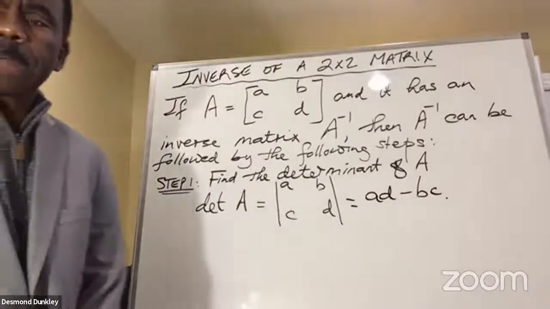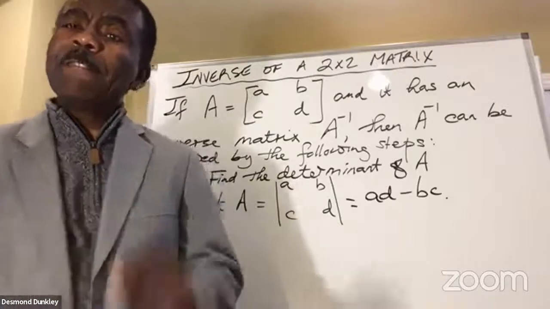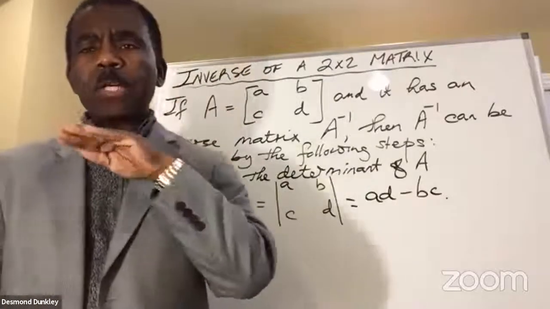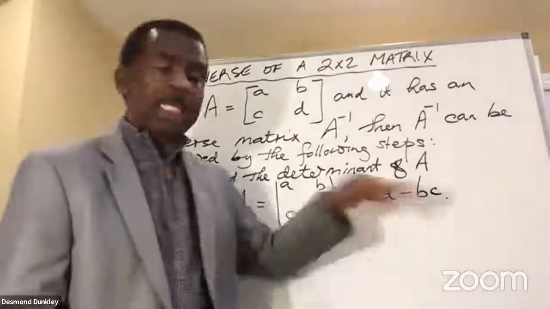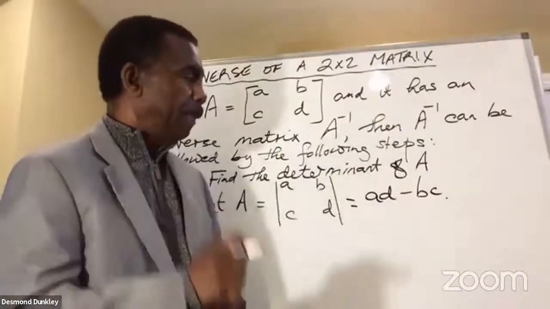That's the determinant. Now, here's a very important point. If the determinant is 0, the inverse matrix does not exist. So if this is equal to 0, there is no inverse. Let me make a note of that.